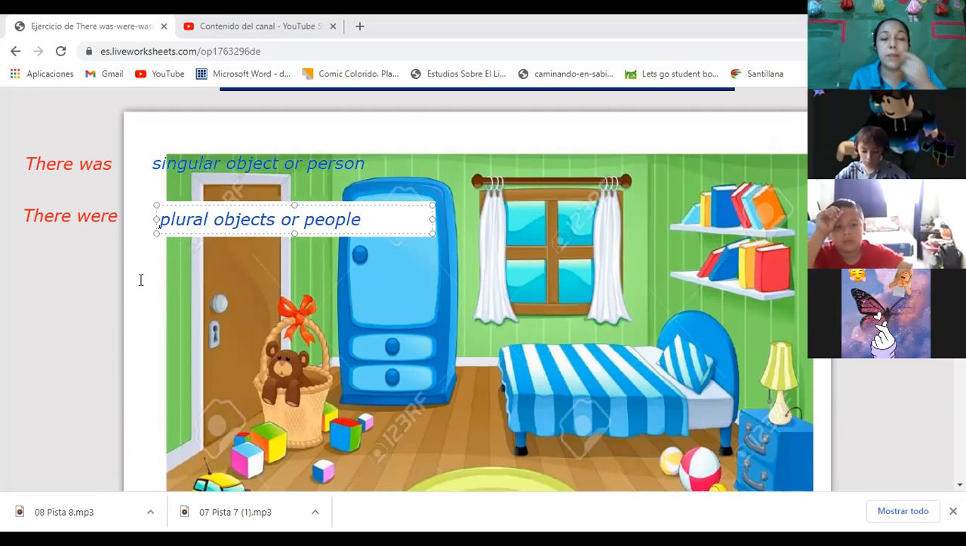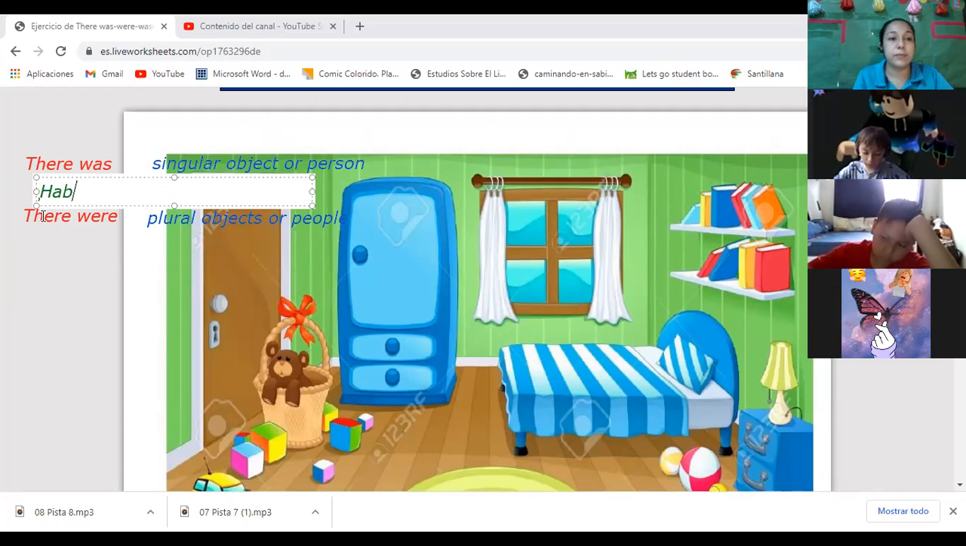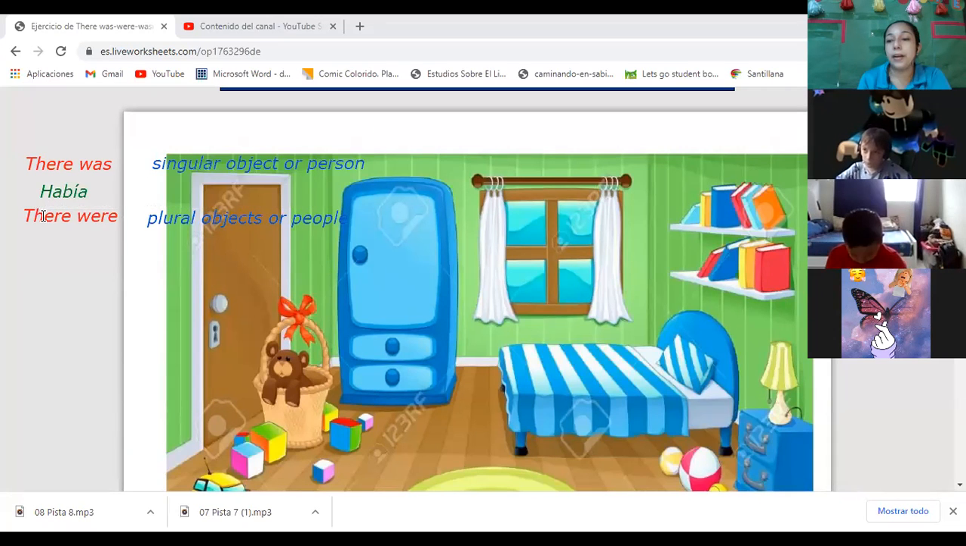Solo estamos haciendo un repaso, ¿de acuerdo? Okay, there was, there were. What is the meaning of both in Spanish? This one is había. Había un carro. There was a car. Había unos carros. There were cars. Entonces, cuando hablamos de there was, there were, the meaning is había.